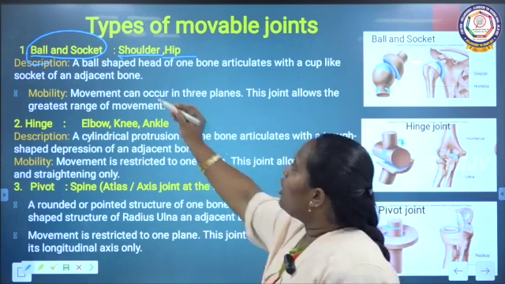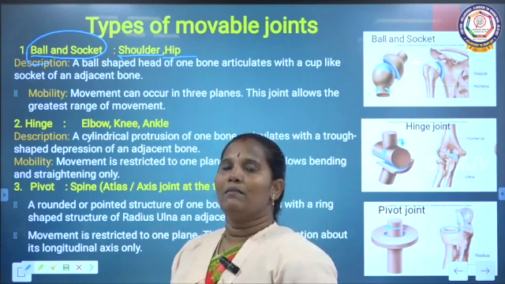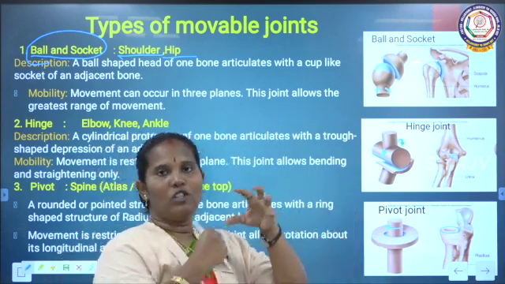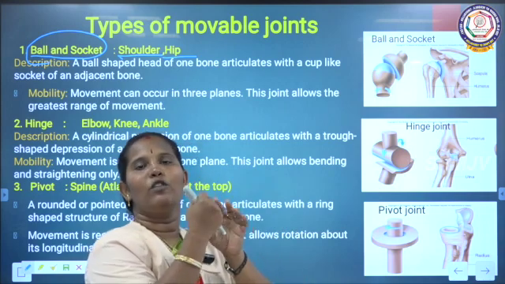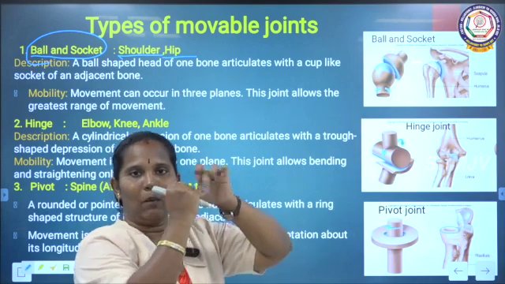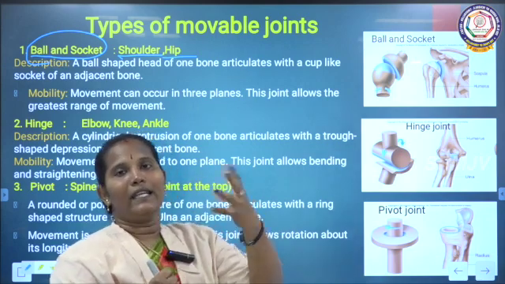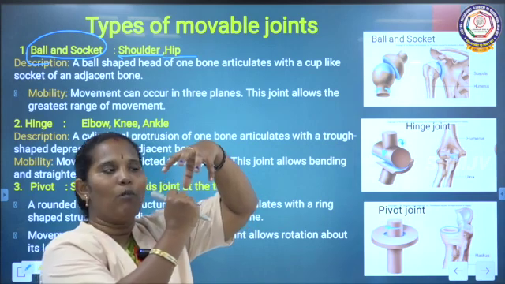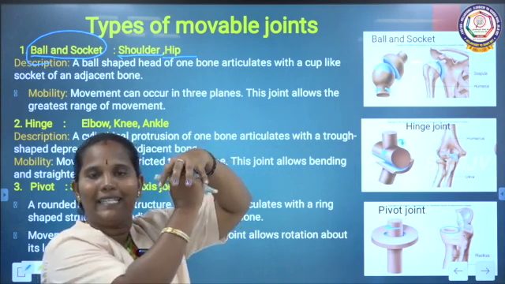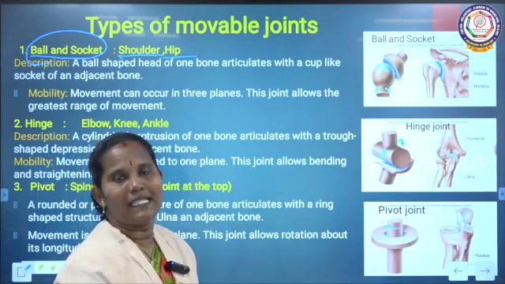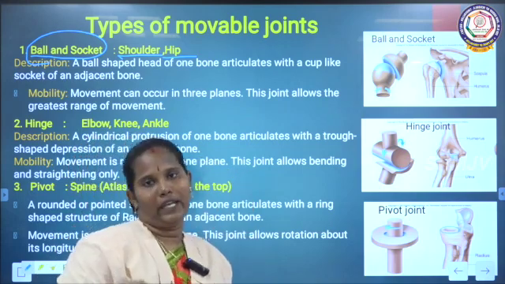See, what does a ball and socket joint mean? The one end of the bone is ball shaped. The other end of the bone is bowl shaped. So the one end of the bone can easily attach here, and they can move freely. So this kind of joint is called a ball and socket joint.